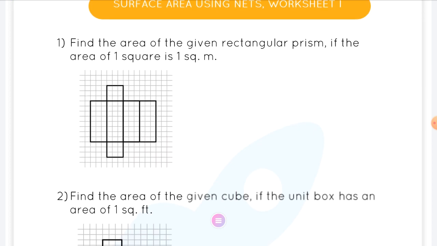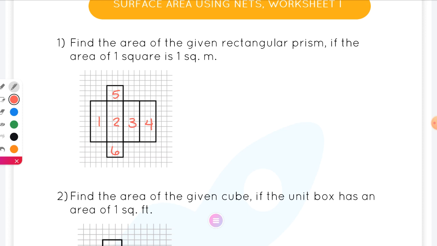Okay, so they give us a net on a grid, and they say find the area of the given rectangular prism if the area of 1 square is 1 square meters. When you do surface area, you have to show work for all of the faces. How many faces do we have here, Brant? 6. We are going to number them all the same. Okay, I'm going to call this 1, 2, 3, 4, 5, 6.